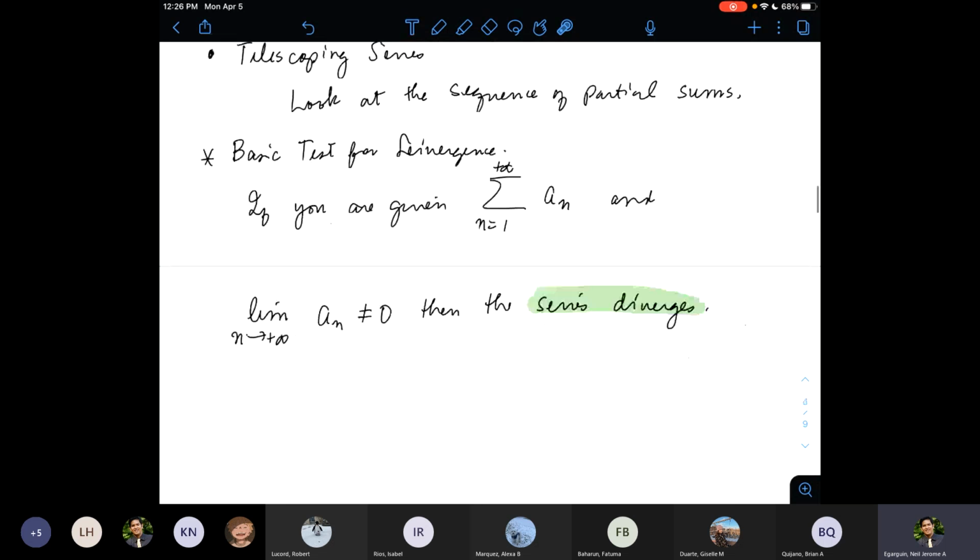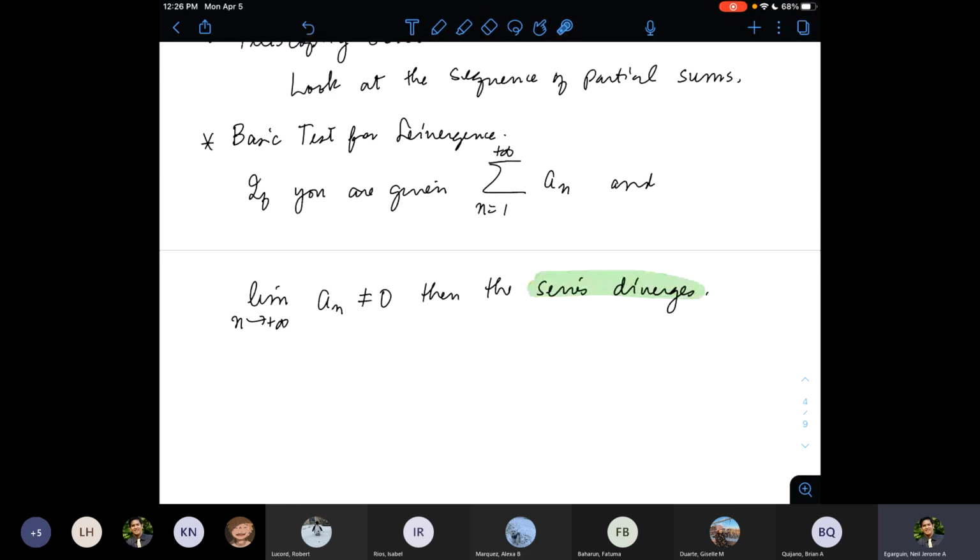And actually, I hope it makes intuitive sense to you guys why we can conclude divergence here. Because the limit of a sub n not going to 0 as n becomes very, very large means that we will never run out of terms in the summation. So that means in the long run, we will keep on adding some things into our partial sum. So the sum will eventually grow and grow and grow because we will never run out of things to add to the previous sum. So that means there is really no chance that this series will have a finite value.